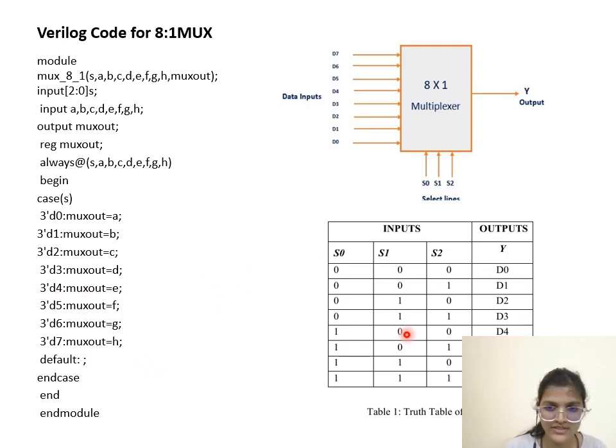For the fourth case, it is set to 1 0 0. For the fifth case, it is set accordingly. For the sixth one, 1 1 0, it takes the value D6, and then for 1 1 1, it will take the value D7. So this is the end of the case, this indicates the end of the always block, and this indicates the end of the module.